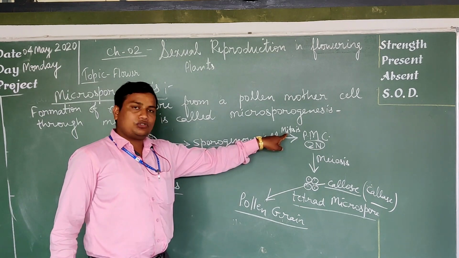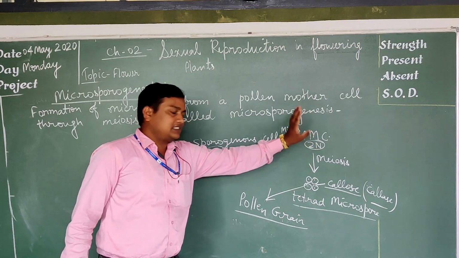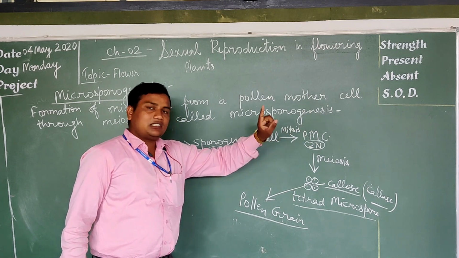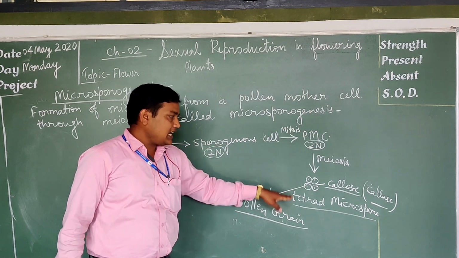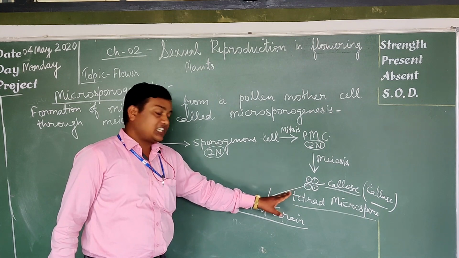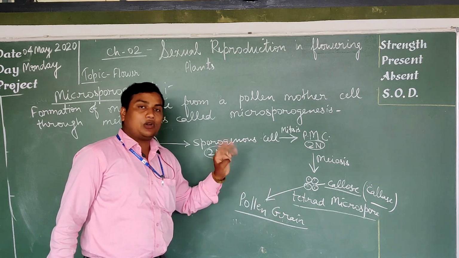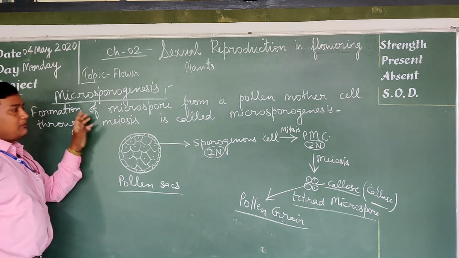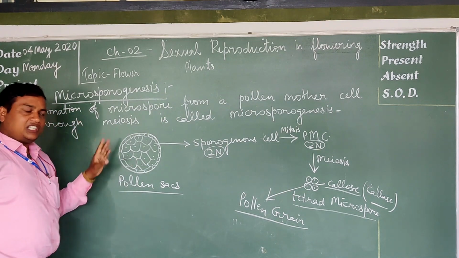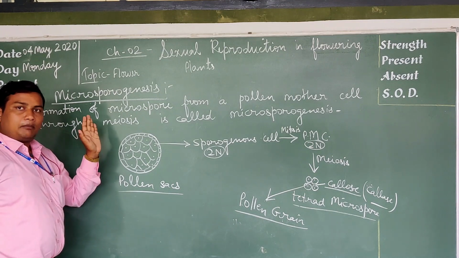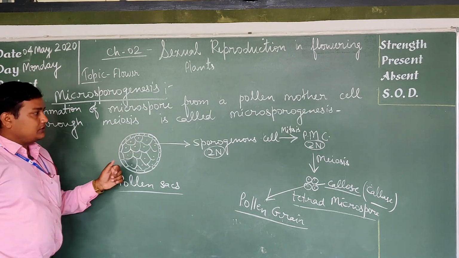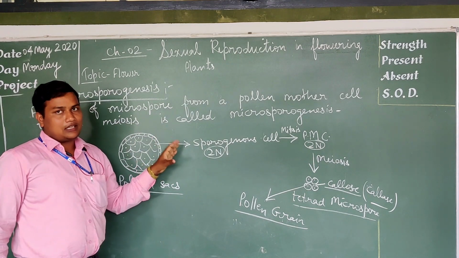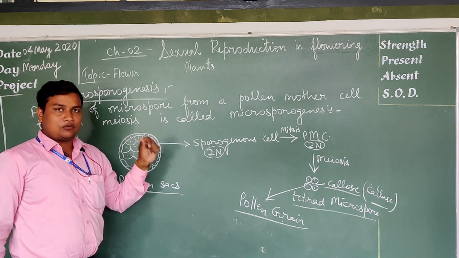Sporogenous cells develop through mitosis into pollen grain mother cells, and one pollen grain mother cell produces a tetrad of microspores. Tetrad of microspores means 4 pollen grains. So this is the overall process of how the microspores originate inside the pollen sac. Okay students, if you have any doubt related to this topic, you can ask questions in your class WhatsApp group. Thank you.